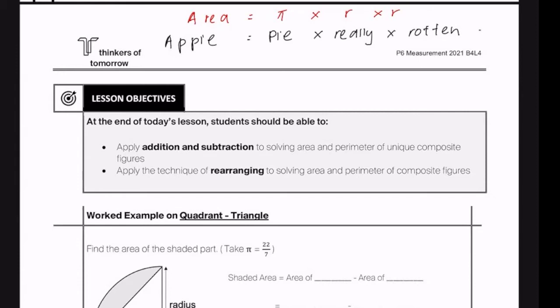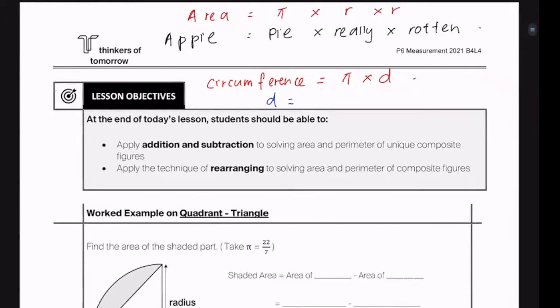Apple pie really rotten. Your apple is your area, your pie is literally your pi, and then times r, really rotten. Then lastly, the circumference of a circle. I have not thought of a catchy name for this, so in the meantime, I just hope you can remember pi times diameter. And of course, diameter is equivalent to 2 radius. Your diameter is equal to 2 times radius.